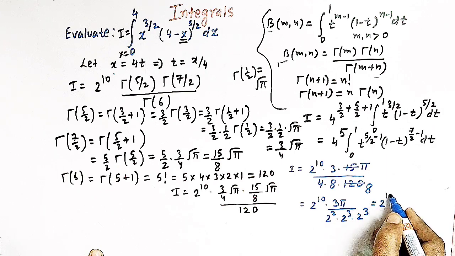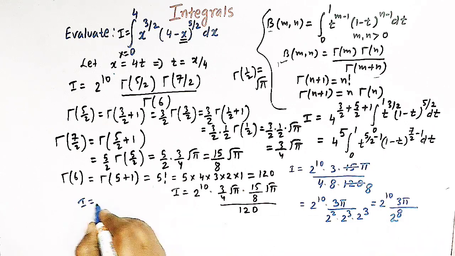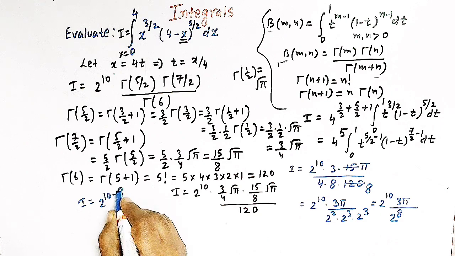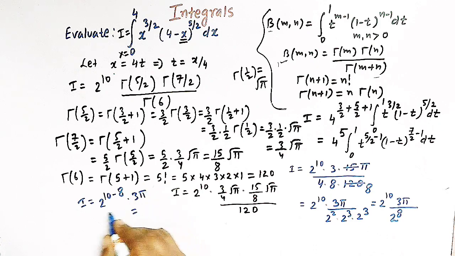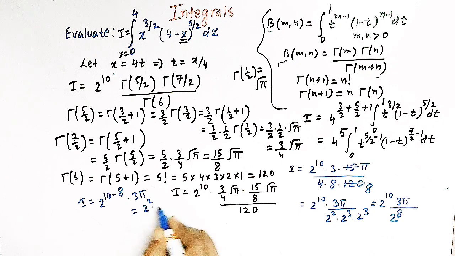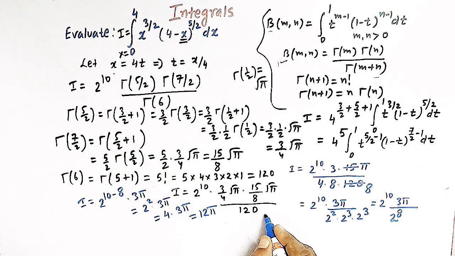So we can now write 2 raised to 10. Here we have 3 pi divided by 2 raised to, again applying the laws of exponents, 3 plus 3 is 6, 6 plus 2 is 8, right? So now the value of the integral I is 2 raised to 10 minus 8. So subtracting 10 and 8, and then we have 3 pi, and 2 raised to 10 minus 8 is 2 squared, and here we have 3 pi, so 2 squared is 4. 4 times 3 pi is 12 pi, right? So viewers, the value of this integral I is equal to 12 times pi.